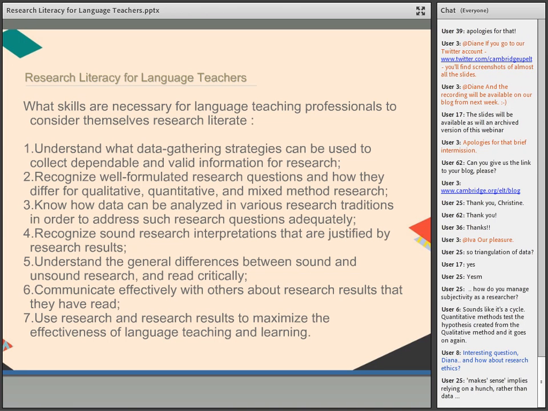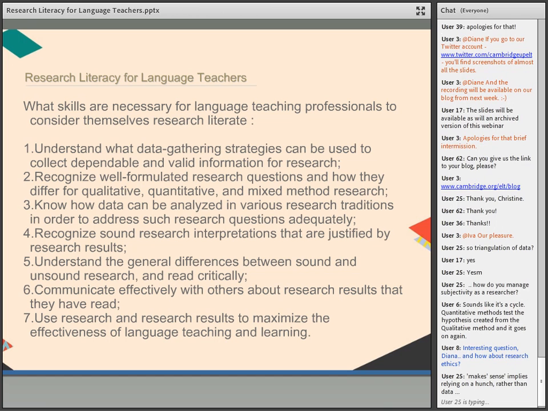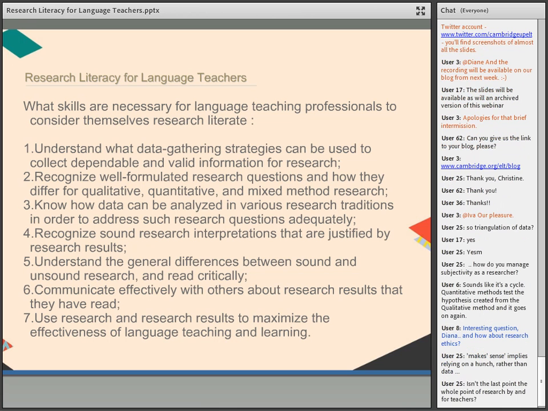And finally, and perhaps most importantly, it's important to be able to use the research and the research results that you encounter in order to maximize your effectiveness as a language teacher and to maximize the effectiveness of the learning of your students. So you can see that 1 through 7 there, we have a set of skills that are not beyond the reach of anybody and are certainly worth developing, I think, to make ourselves stronger language teaching professionals.